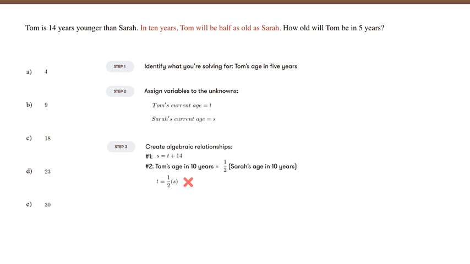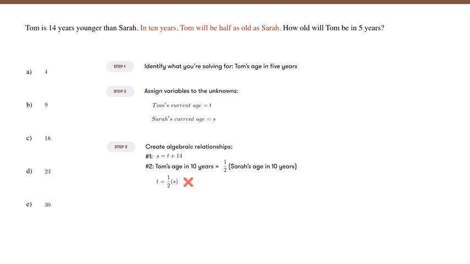Okay, so what's wrong with this equation? Well, t is Tom's current age and s is Sarah's current age. So by saying t equals 1/2 s, we're saying that Tom right now is half as old as Sarah right now. But notice the question concerns their ages in 10 years. Just because in 10 years, Tom's age is half of Sarah's age, doesn't mean that right now his age is half of Sarah's age. So this first algebraic relationship will be incorrect.